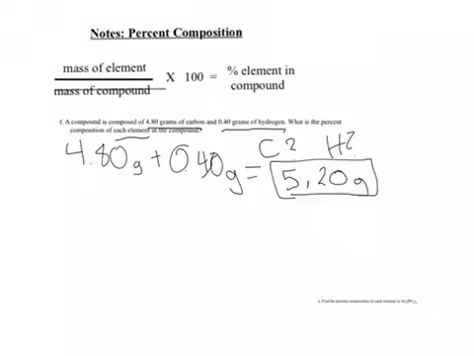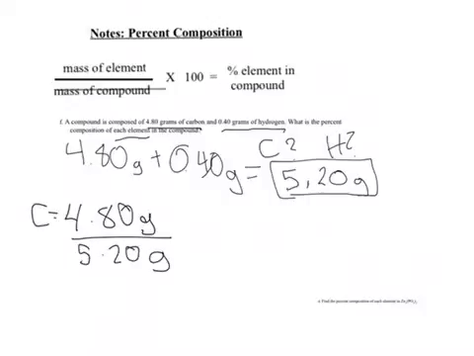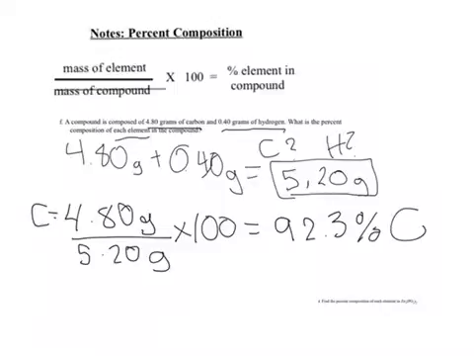So we know that carbon has 4.80 grams and that the total compound is 5.20. So that is the mass of the element carbon divided by the mass of the compound. And then, of course, because it's a percent, we're going to multiply it by 100. So you type that in to your calculator, you should get 92.3% carbon. All right, so that is how much carbon there is in this compound.